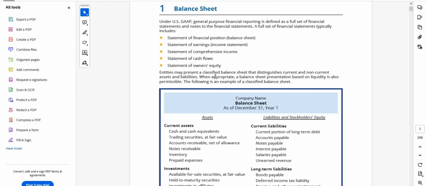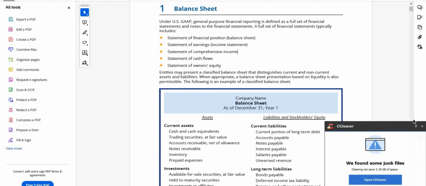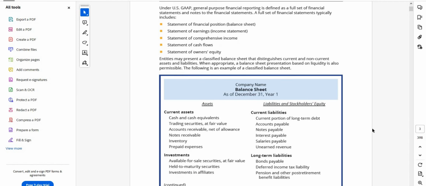An entity must present a classified balance sheet that distinguishes current and non-current assets and liabilities. We know the difference between current and non-current. Current are those which are to be realized within 1 year or within the operating cycle. When appropriate, a balance sheet presentation based on liquidity is also permissible. The following is an example of a classified balance sheet.